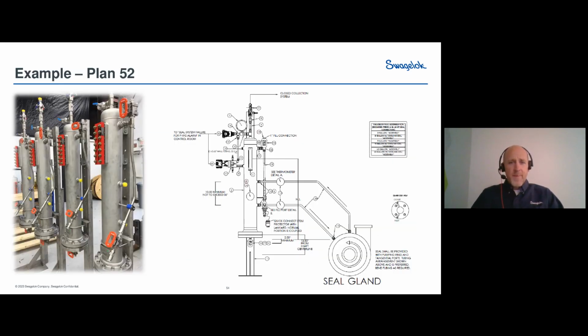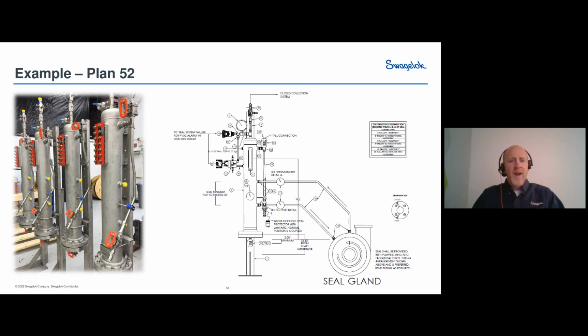So here's an example of a Plan 52. A drawing that was prepared by one of the Swagelok sales and service centers. So we've got a schematic view on the right-hand side there showing some of the details of the seal pot itself, and then how it actually connects to the pump, showing the tubing runs, etc. And then there on the left, you can see where we actually built those seal pot assemblies and provided them to the site so that they could be installed, as necessary.